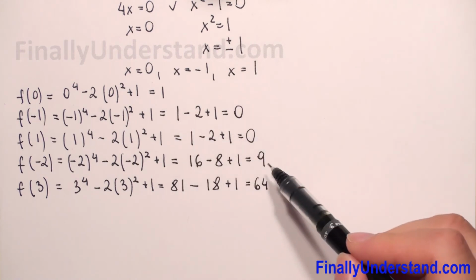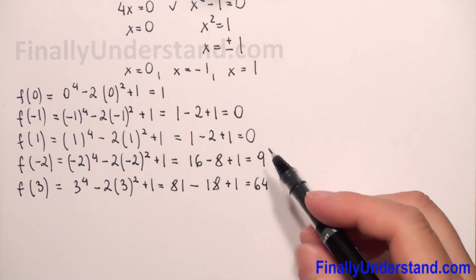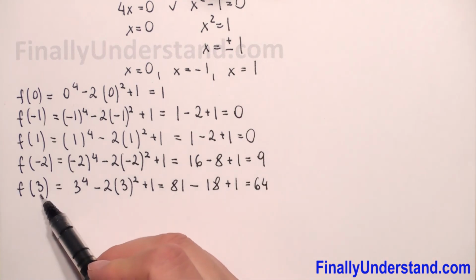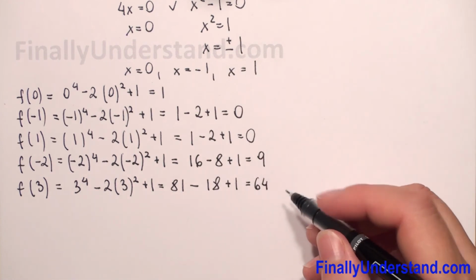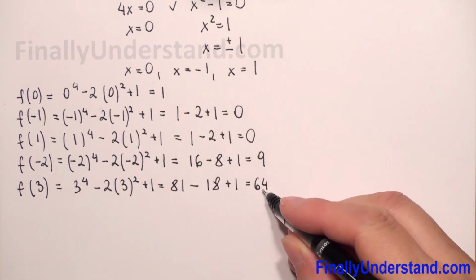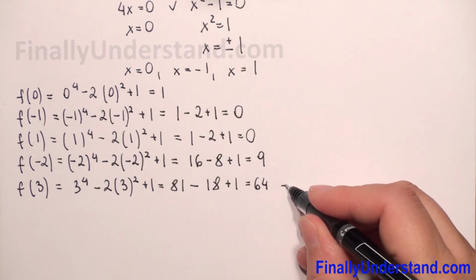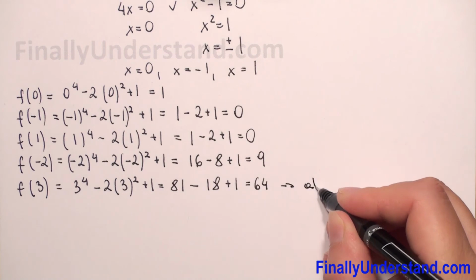Now we have to choose the largest value. We have 1, 0, 9, 64, and the largest value is 64. It means for x equals 3, the value of our function is 64. So we have the absolute maximum.